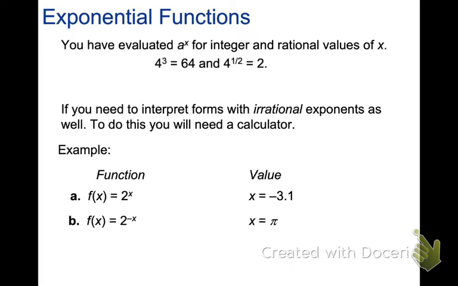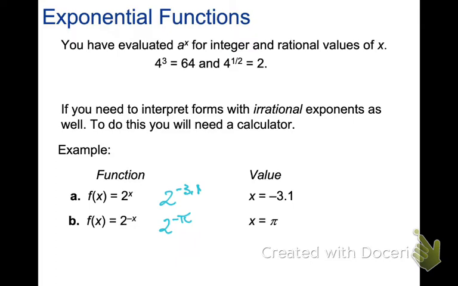So if I have 2 to the x, and I say x is negative 3.1, so I have 2 to the negative 3.1, I would need to use my what? Calculator. Okay, if I have 2 to the negative pi, I would need to use my calculator. You all know how to do that, yes? I think you can do that one on your own.